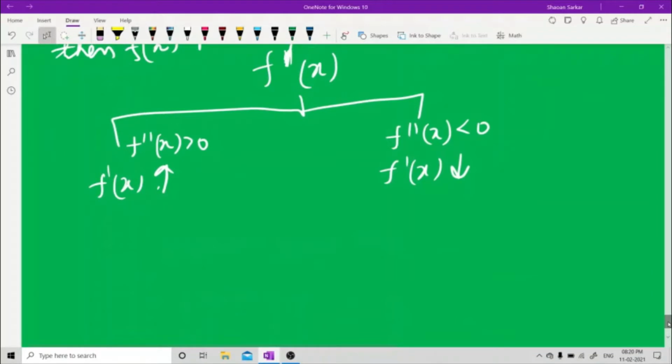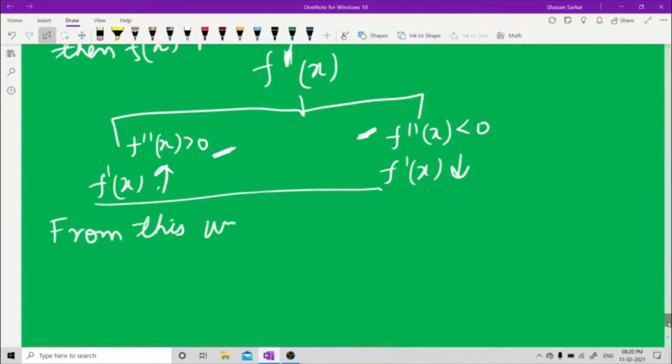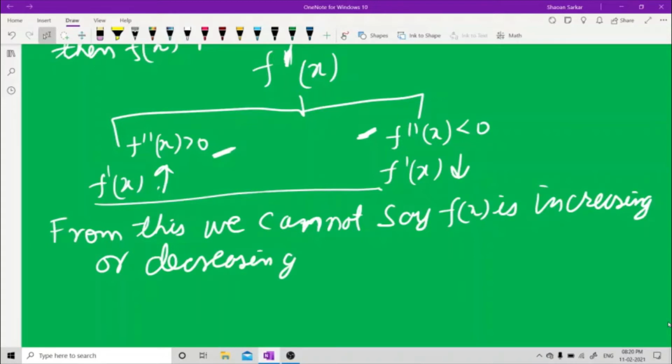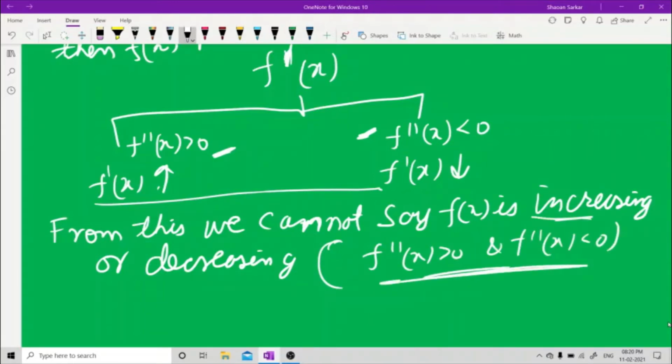From these two conditions, this condition and this condition, we cannot say f(x) is increasing or decreasing. From the condition f''(x) greater than 0 and f''(x) less than 0, we cannot say whether it is increasing or decreasing. Whether f(x) is increasing or decreasing, we cannot say. We can only say that f' is increasing and f' is decreasing. That's all we can say.